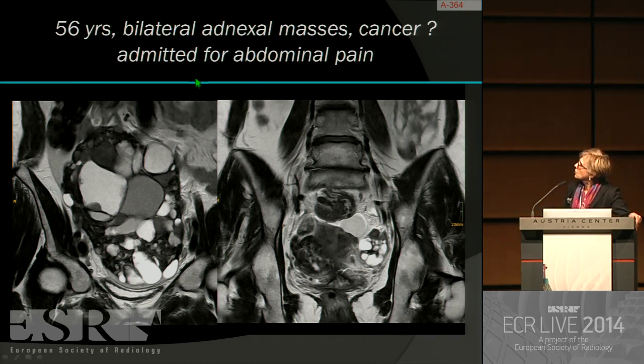This is a lady, she's 56 years. She presented with bilateral adnexal masses. She came because of abdominal pain. And the coronals show a left adnexal mass and a quite large right adnexal mass. And look here again at this black sponge pattern. But what about this large right mass?